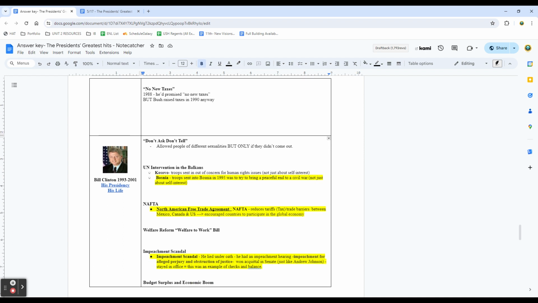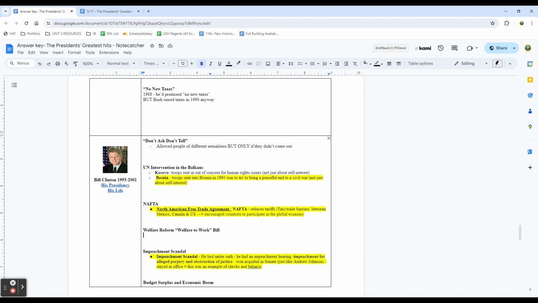And there's also the North American Free Trade Agreement, NAFTA. NAFTA is going to reduce tariffs or trade barriers between Mexico, the United States, and Canada, and it's going to encourage these three countries to participate in a more global economy. NAFTA is not going to be a long-term success.